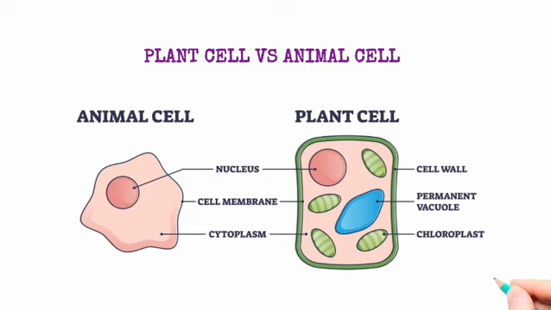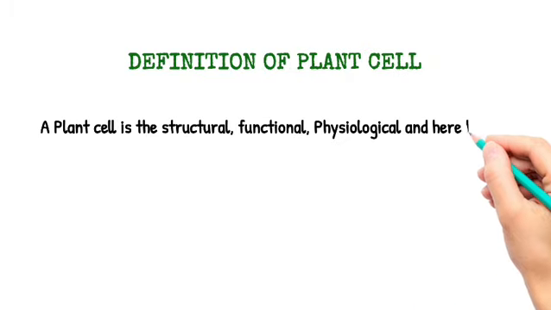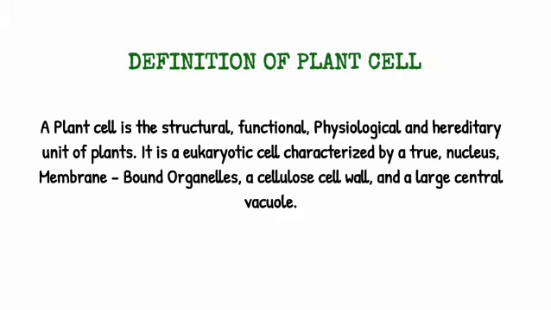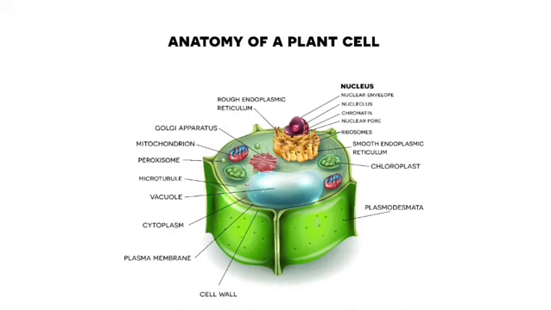Let me define the plant cell. A plant cell is the structural, functional, physiological, and hereditary unit of plants. It is a eukaryotic cell characterized by a true nucleus, membrane-bound organelles, cellulose cell wall, plastids, and a large central vacuole. Most plant cells range from 10 to 100 micrometers in size, although specialized cells may vary considerably.